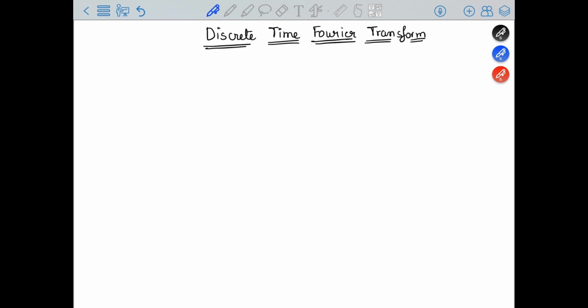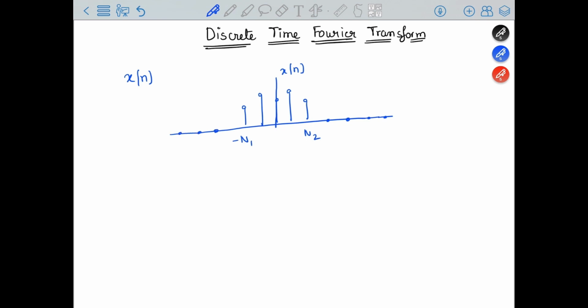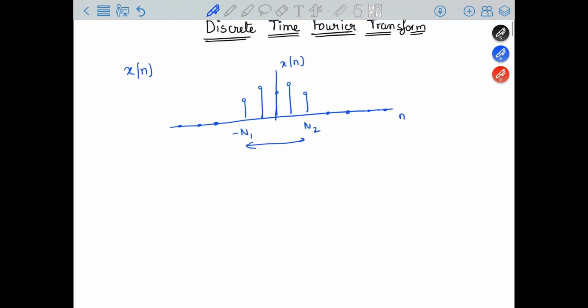So suppose we have a signal x[n]. It's an arbitrary signal, so it doesn't have any pattern. I'm just giving some random pattern. So suppose this is your signal x[n], which is varying from some minus n1 to n2, and for all other values it has a value of 0. This is your n. So this signal has some values in the range minus n1 to n2. So this is an aperiodic signal.